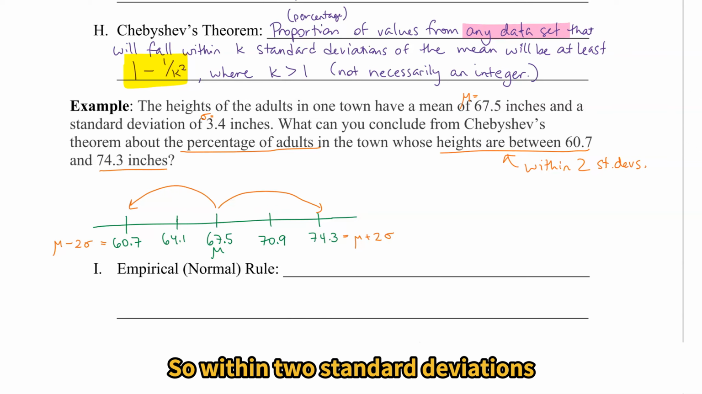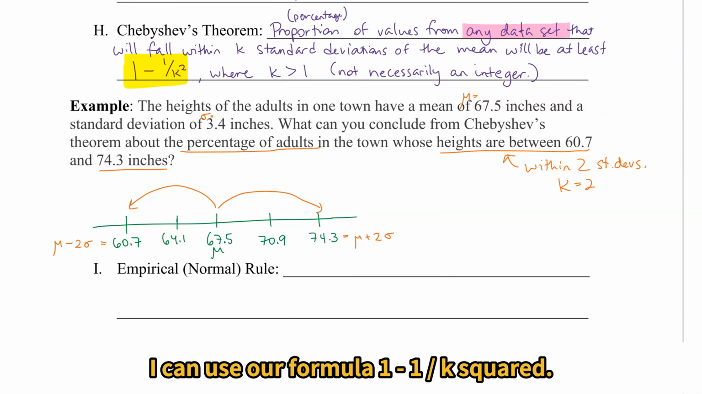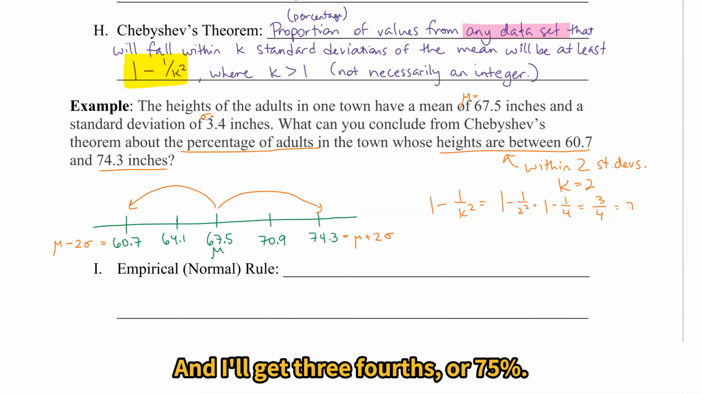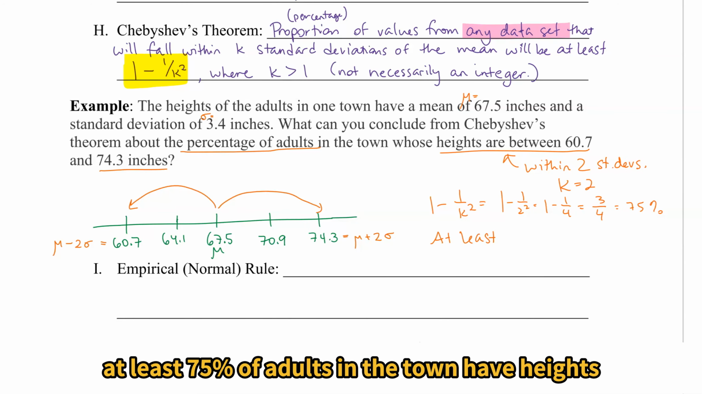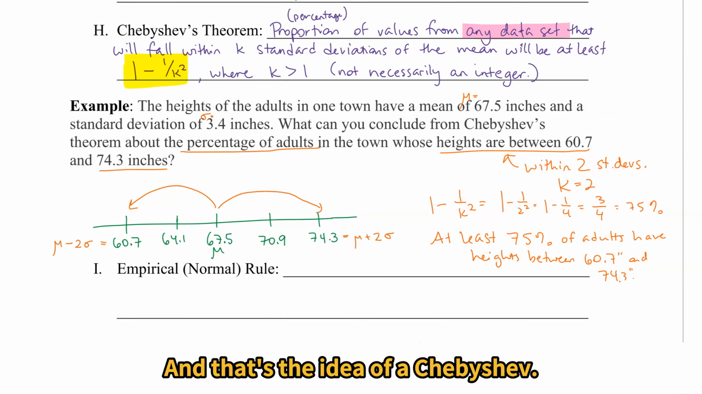So within 2 standard deviations from the mean, that means k is 2. I can use our formula, 1 minus 1 over k squared, and I'll get 3/4 or 75%. And we would say at least 75% of adults in the town have heights between 60.7 inches and 74.3 inches. And that's the idea with Chebyshev.